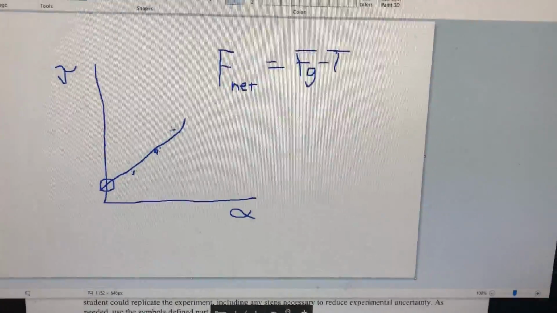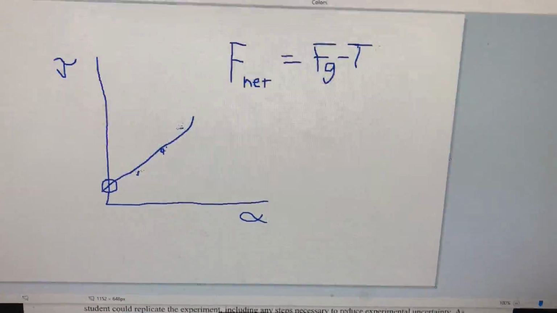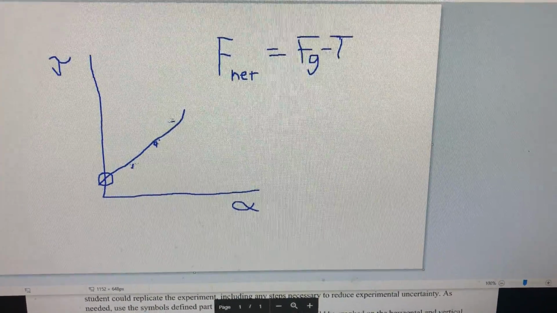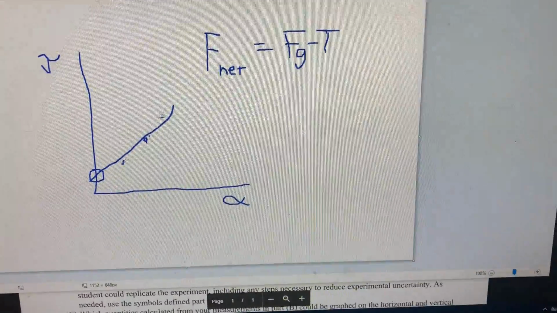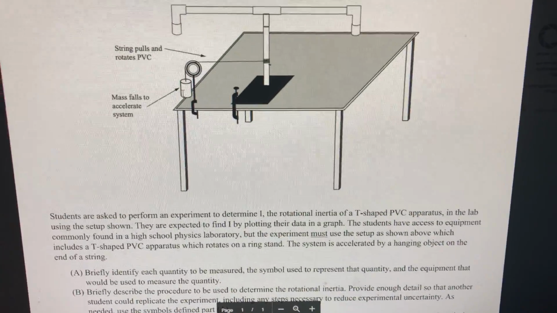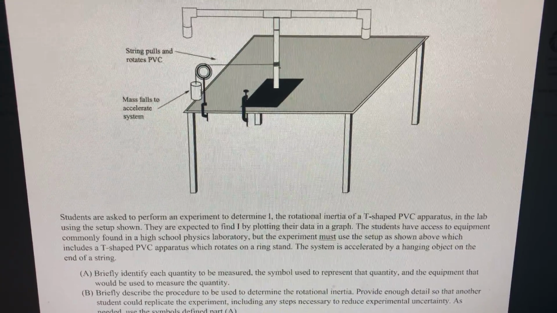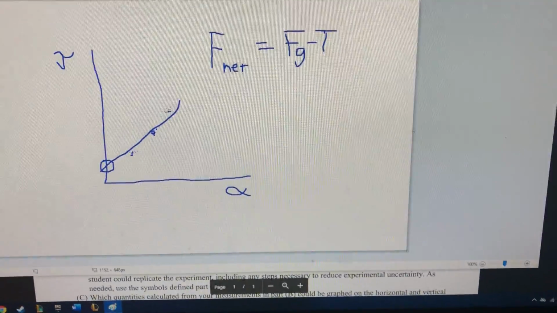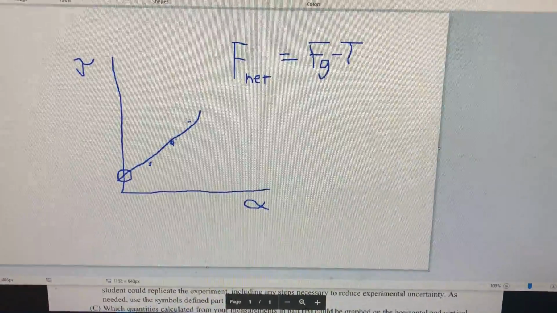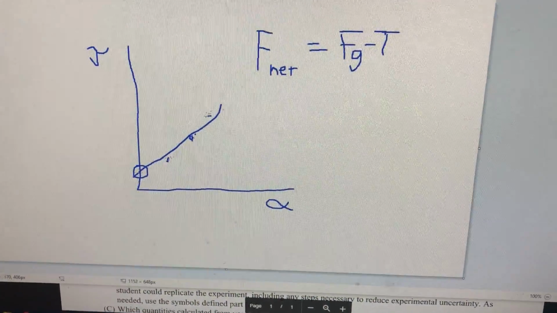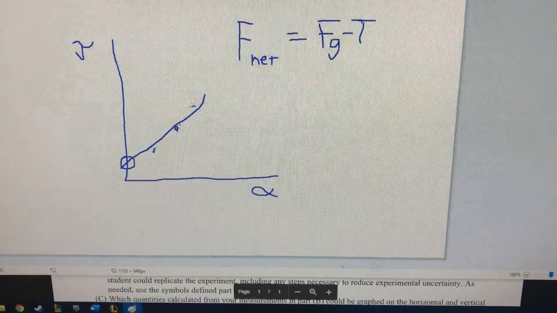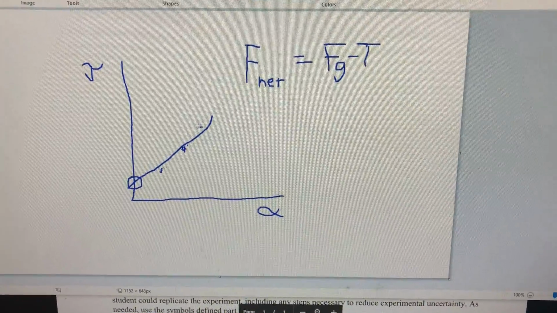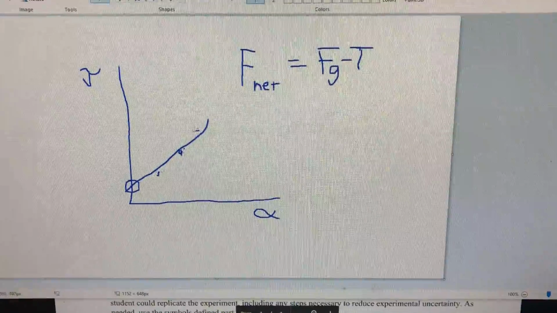You have to get a mass that's big enough that the force of gravity is big enough to overcome tension to the point that you're actually getting it to move. If you put a really small mass on here, it's probably not going to move. It's got to be big enough of a mass that you get it to move. So this y-intercept means there is a certain minimum required torque, a minimum required amount of mass that you have to put on this setup, on this apparatus, in order to get it to move and rotate.